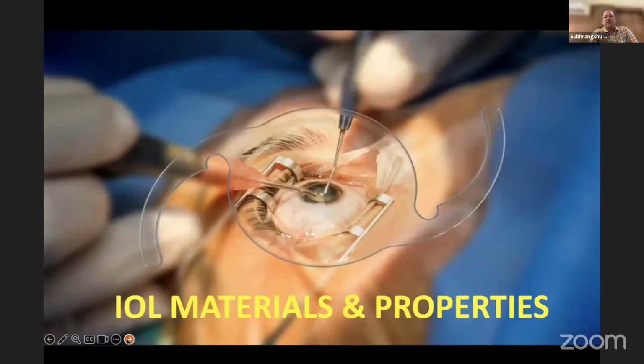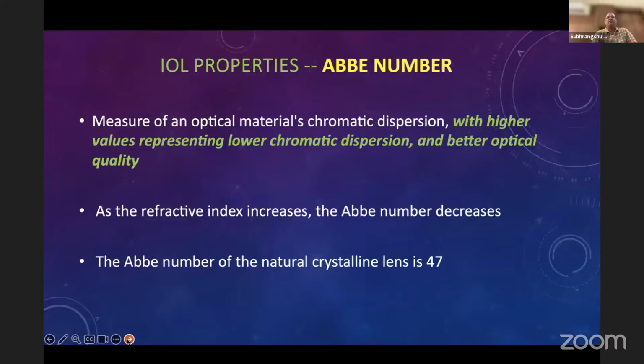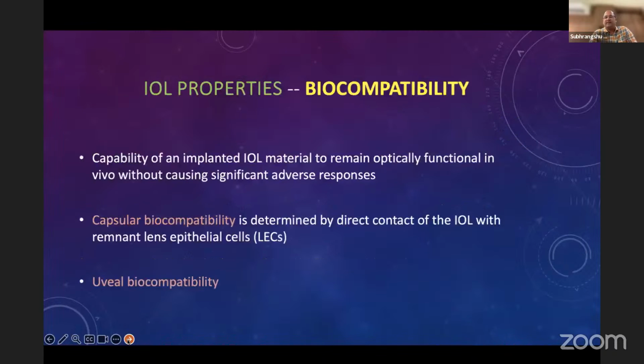Now coming to IOL materials and their properties. So we look at a few important properties that we come across when we are reading about any intraocular lens. What is the Abbe number? It is the measure of an optical material's chromatic dispersion, with higher values representing lower chromatic dispersion and hence better optical quality. As the refractive index increases, the Abbe number actually decreases. The Abbe number of the natural crystalline lens is 47.